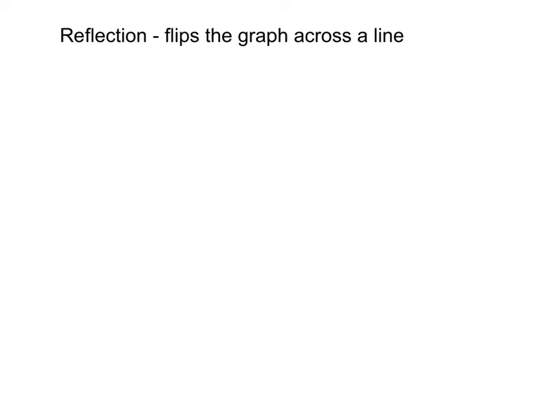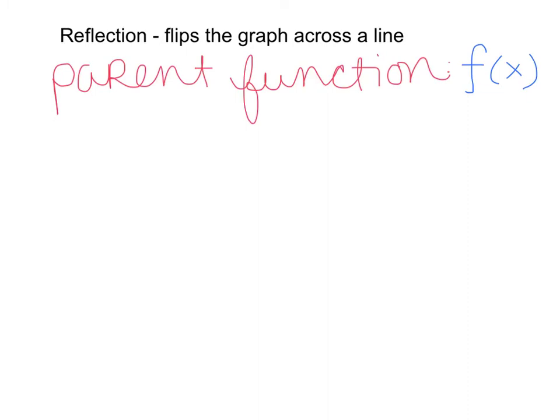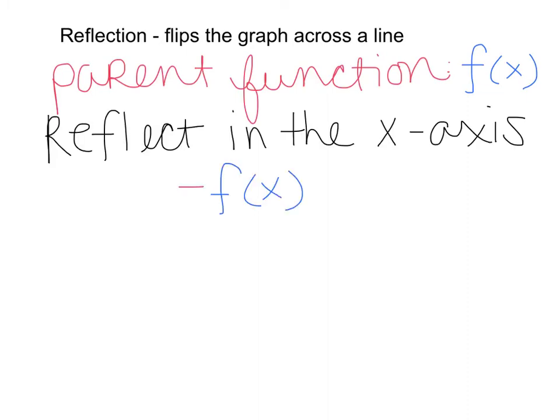Now let's look at reflections, and this is going to flip the graph across the line, and we normally are only talking about the x and the y-axis. Again, we are going to start with the parent function f of x. So to reflect your graph across the x-axis, it's going to have a negative sign in front of your parent function.